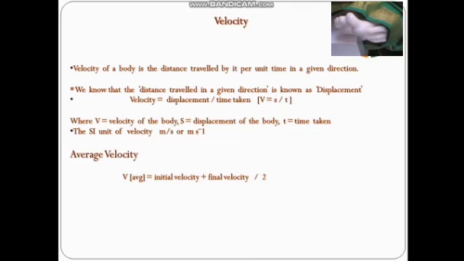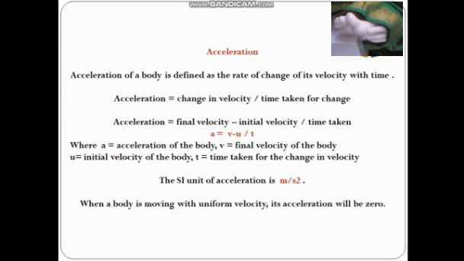The average velocity is calculated as the arithmetic mean of initial velocity and final velocity. Average velocity is equal to initial velocity plus final velocity divided by 2. Initial velocity is denoted by u and final velocity by v. In uniform motion, the velocity remains constant. In a non-uniform motion, velocity varies with time.